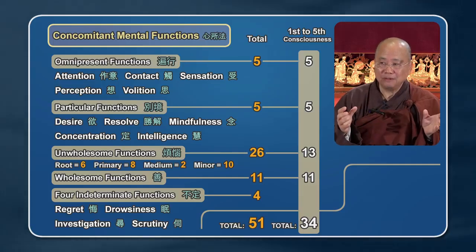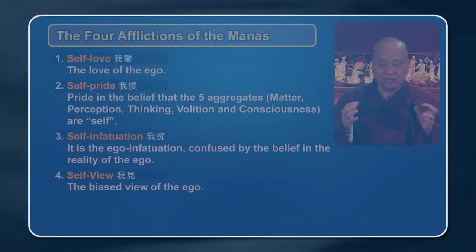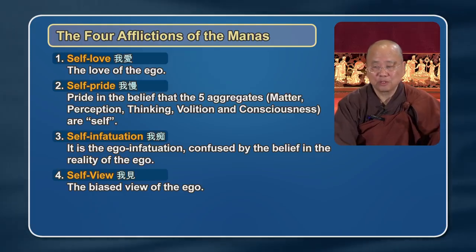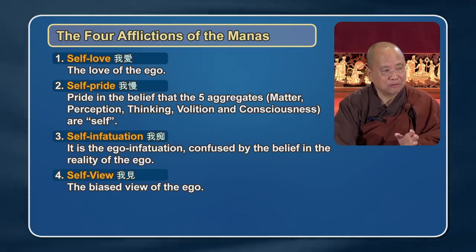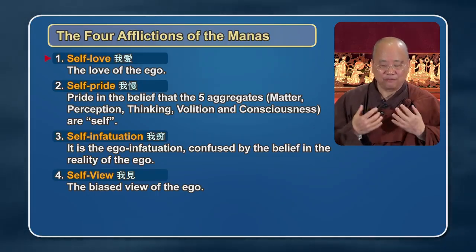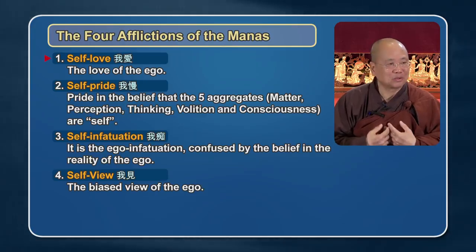Out of the 18, if we summarize and categorize them, we can categorize them into 4 mental functions. Of course, we'll be talking about the 18 concomitant mental functions later. But generally, the 4 afflictions of the manas. First one is self-love. The love of the ego, your own ego. You love your ego so much.